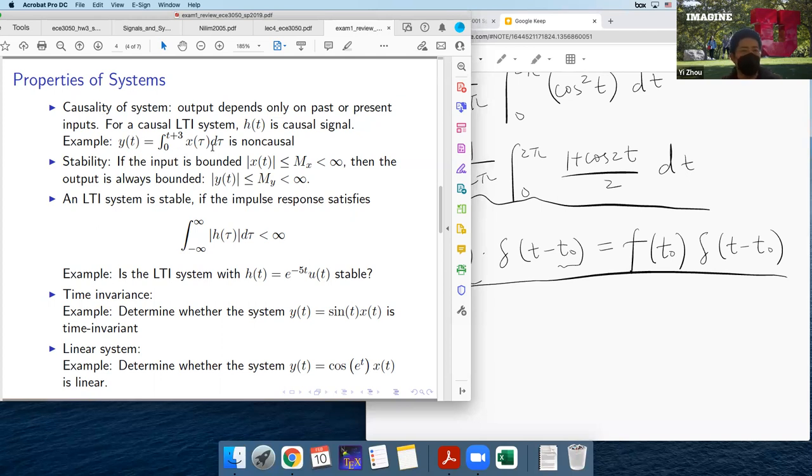Now here's an example. This is an integration system. y(t) is the integration of x(tau), where tau goes from 0 to t plus 3. And we can see that the present time is t, and the present output is y(t). But apparently this present output relies on, the range over this tau is up to t plus 3. Apparently it depends on x at t plus 3, which is the future compared to the present time index t. So in this case, the present output relies on the future of the input. So the system is not causal.